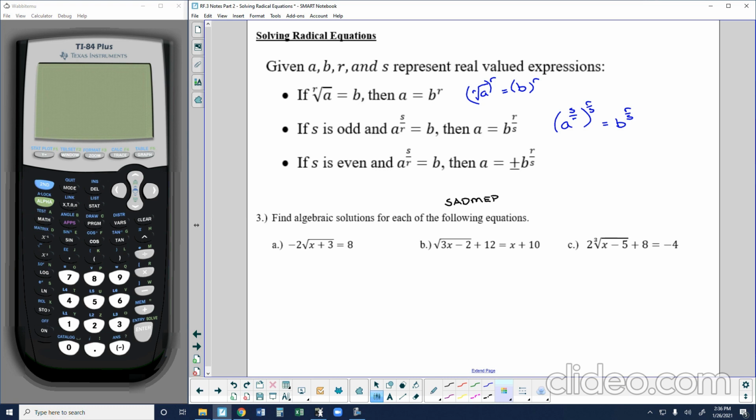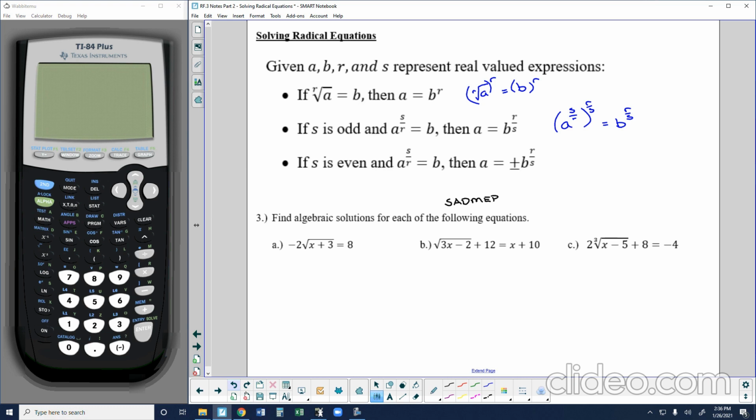SADMAP can be used to solve. So the first thing that we want to do here in 3A is to subtract or add. But some people might look at this and say, okay, let's subtract 3. But remember that a root implies parentheses. So technically that plus 3 is already in some parentheses. So we cannot get inside of that root yet until we get rid of the root. So there's no addition or subtraction I can do to start this problem off in 3A.